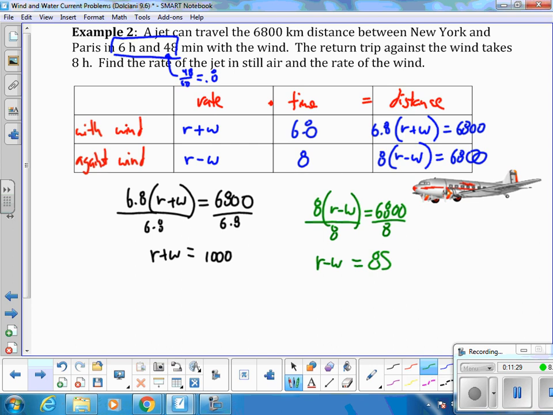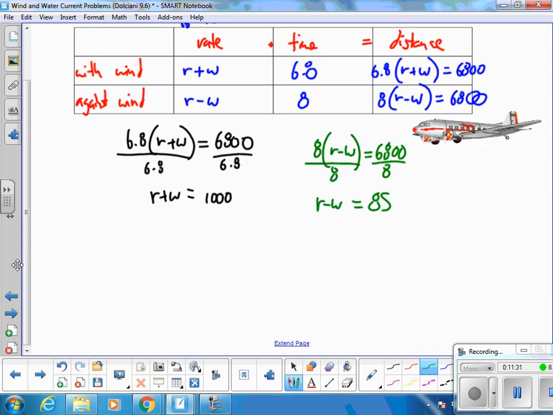Well, I have my two equations, and I'm going to stack them to use elimination to solve this system. So r plus w equals 1,000. R minus w equals 85. The w's cancel out, and I get 2r equals 1,000.